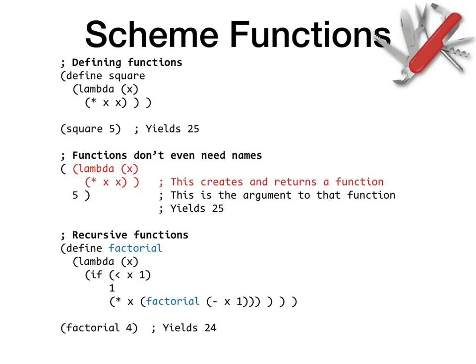If x is less than 1, we return 1. Otherwise, we multiply that variable times the factorial of x minus 1. Okay? So factorial of 4 yields 24 because 4 times 3 times 2 times 1 is 24. All right? Make sense so far?